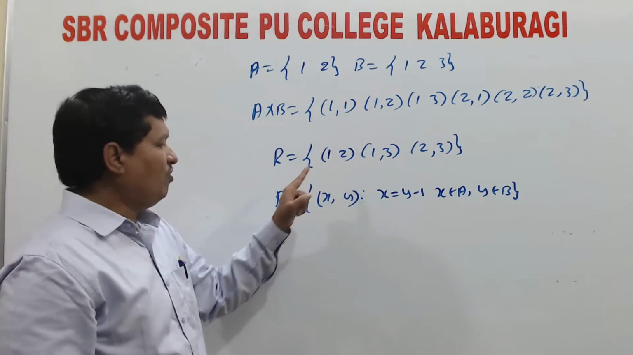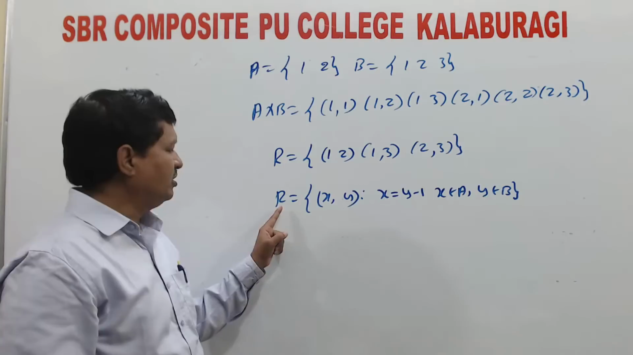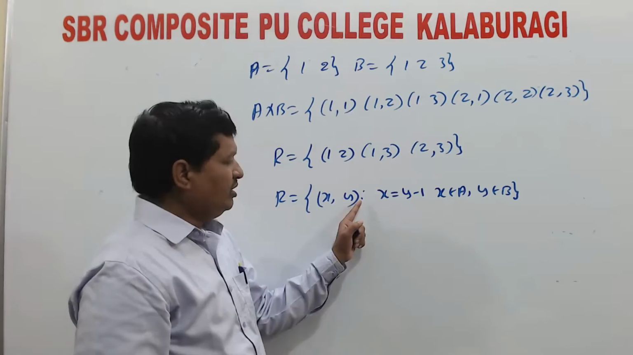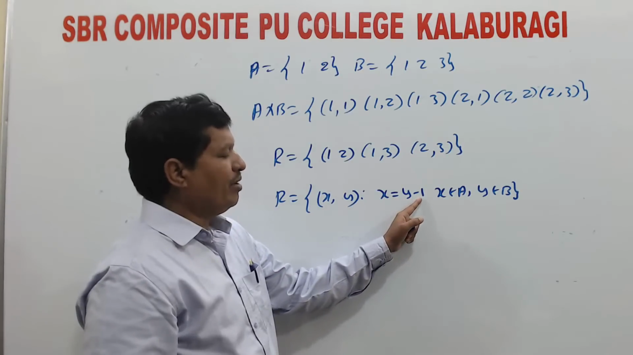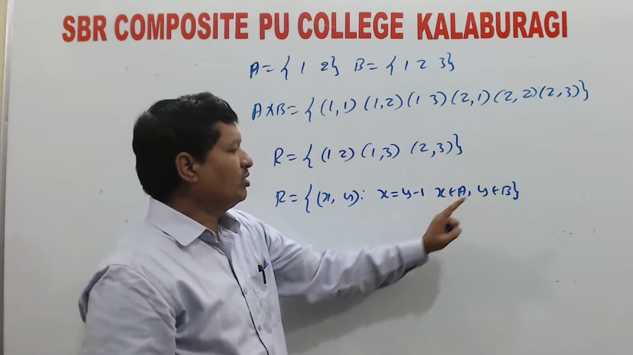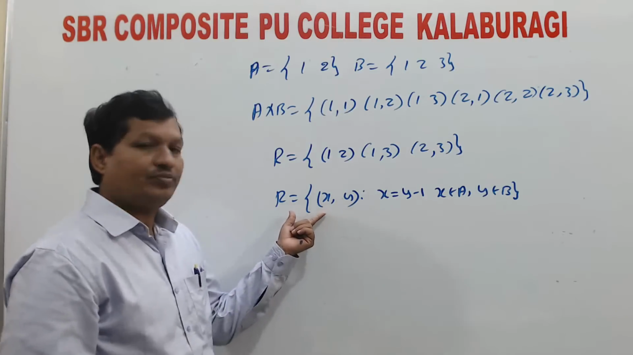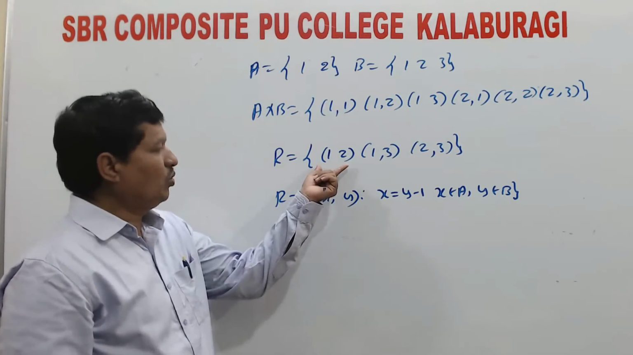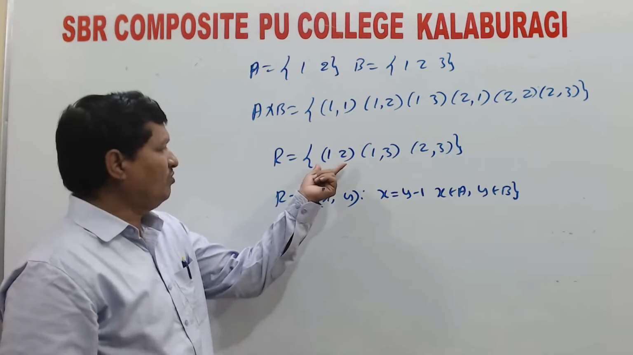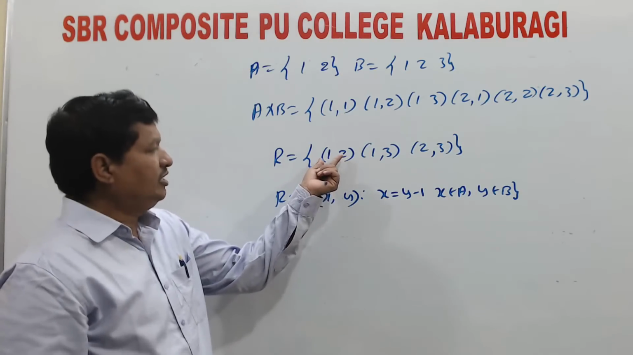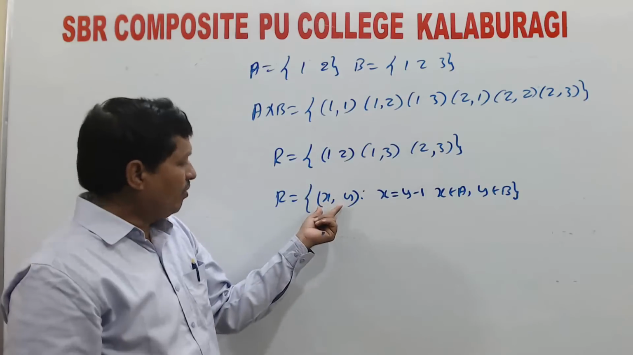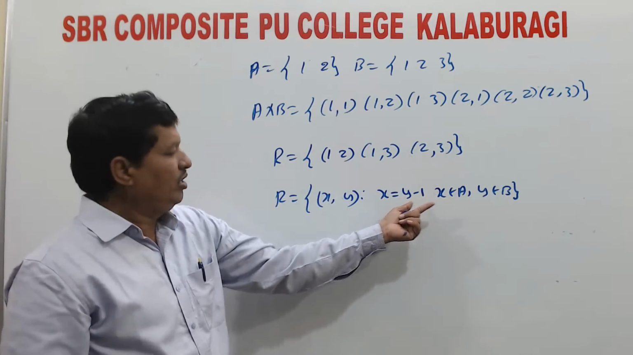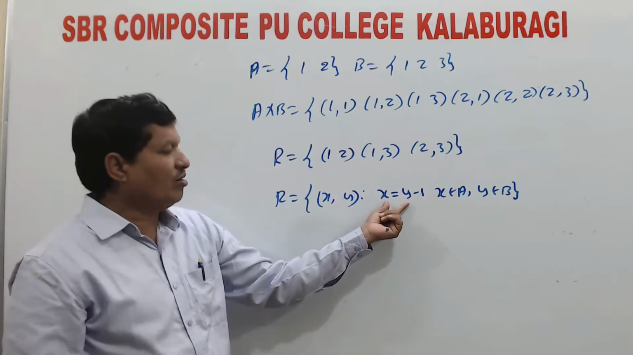So this roster form can be written in the set builder form as R equal to XY such that X equal to Y minus 1, X belongs to A, Y belongs to B. So in this way, I have to write that relation in the set builder form. This is roster form and this is set builder form. Roster form means you have to write all the elements from the set A cross B which satisfy the same relation. In set builder form, you have to write what is the relation between the first and second element. One relation you can write in different forms also.